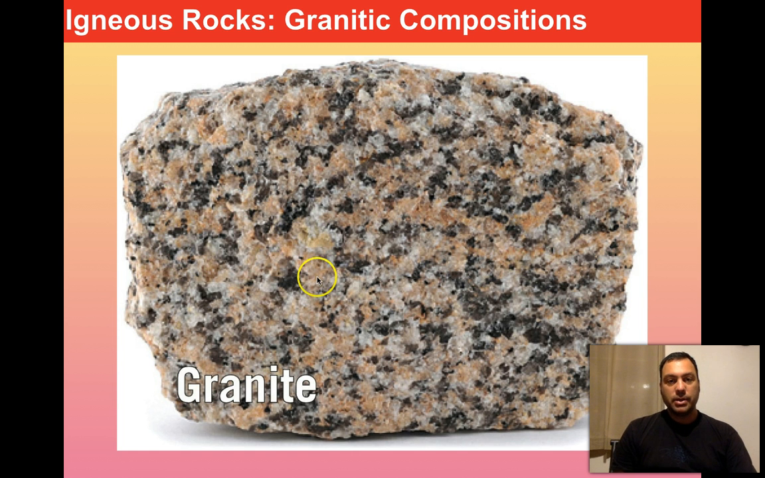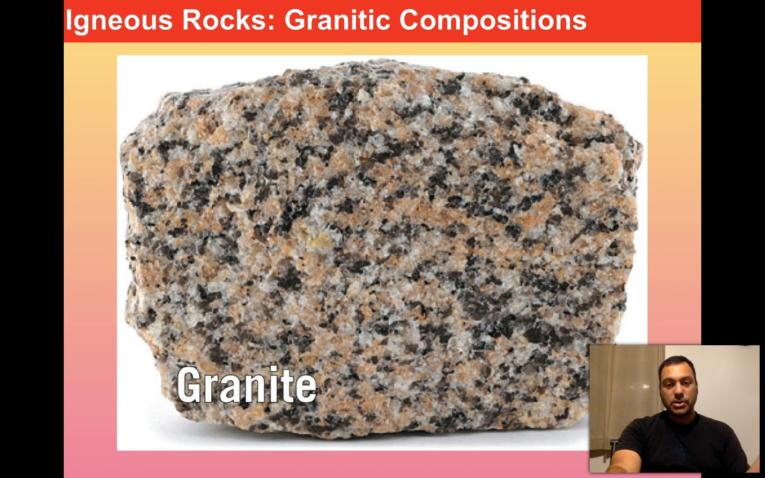All right, notice also the color. This is a white, orange, speckled black rock. Okay, so it's a light-colored rock. It also has a density of 2.7 grams per centimeter cubed, so it's 2.7 times heavier than water.